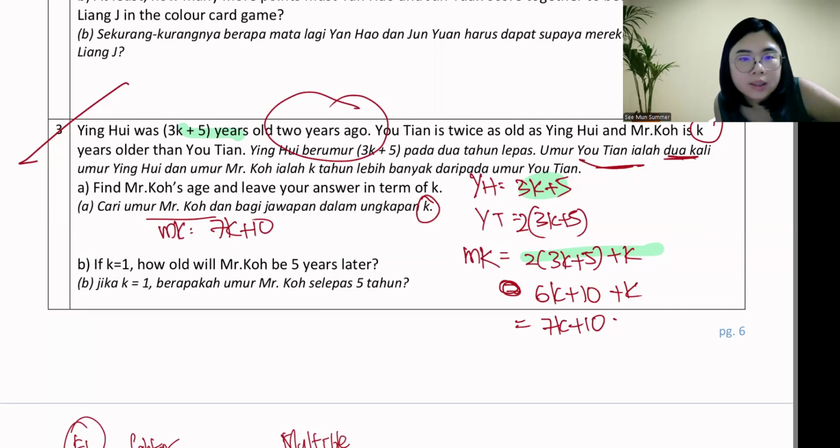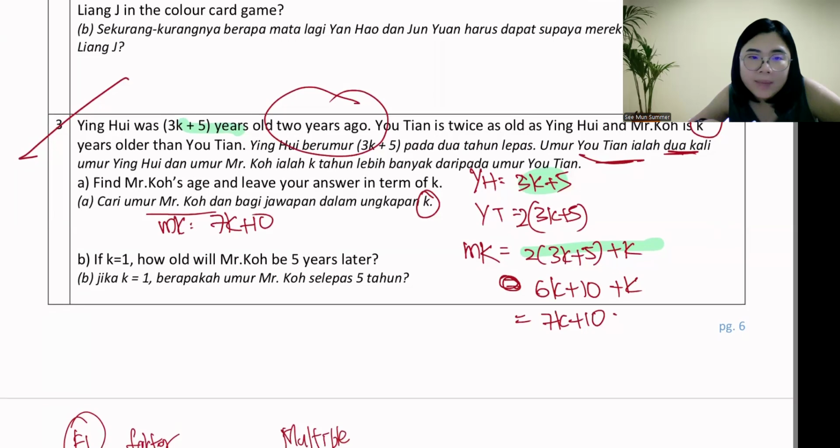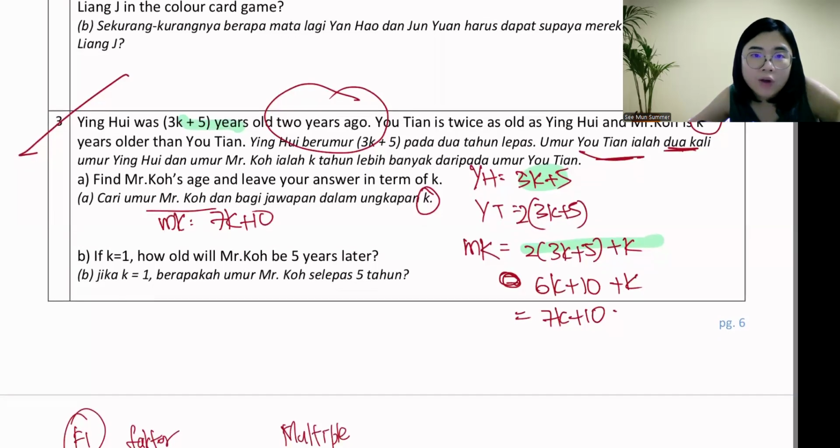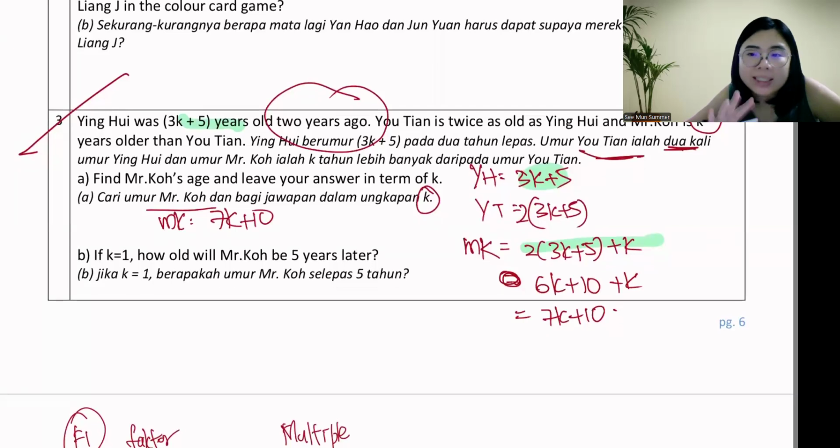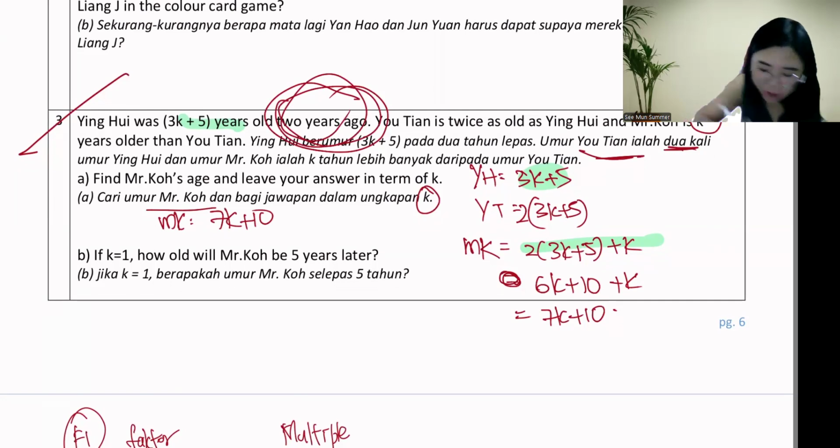Okay. And then they say, actually, this question a bit tricky, you know. They didn't mention that they want the age of Mr. Ko 2 years ago or they want it now. Did they mention? Am I right? This is like 2 years ago. So probably if I assume they want to find it this year, I think I will add another 2 years. Am I right? This 2 years ago, ma? Correct or not? So I think I will add another 2 here.